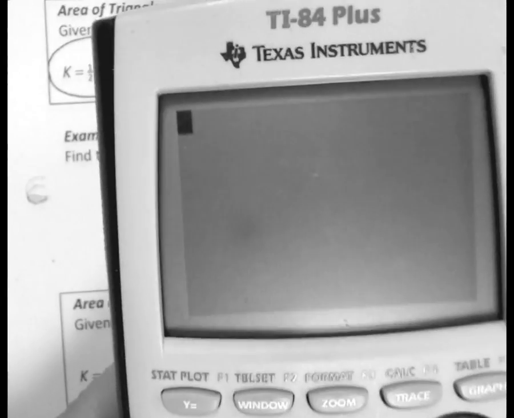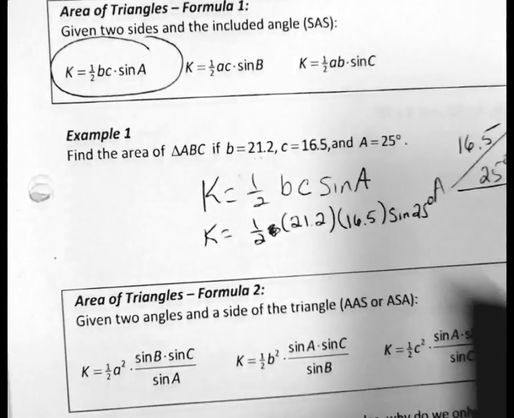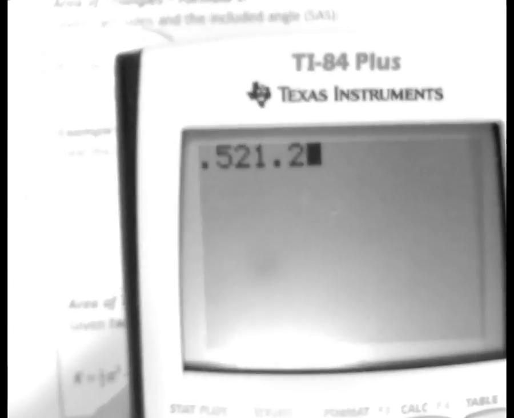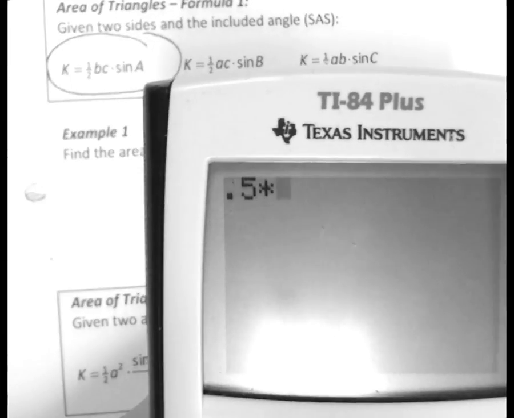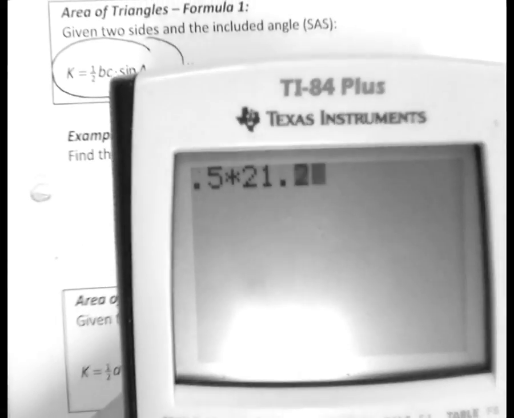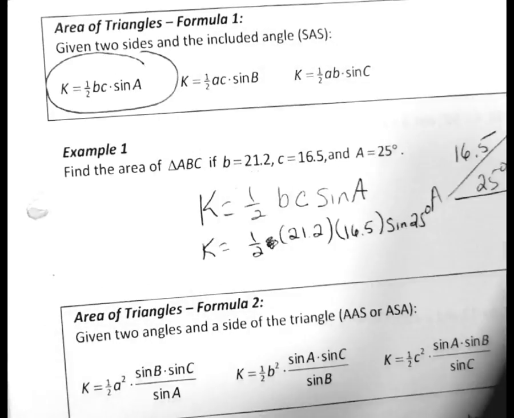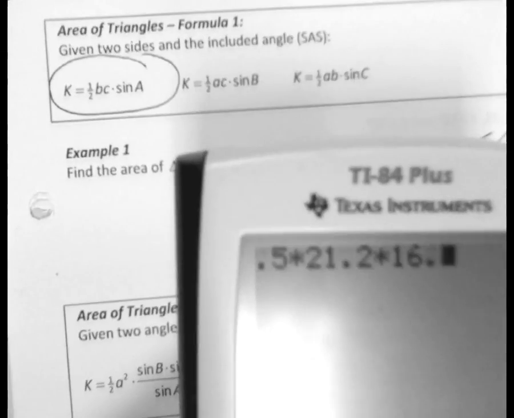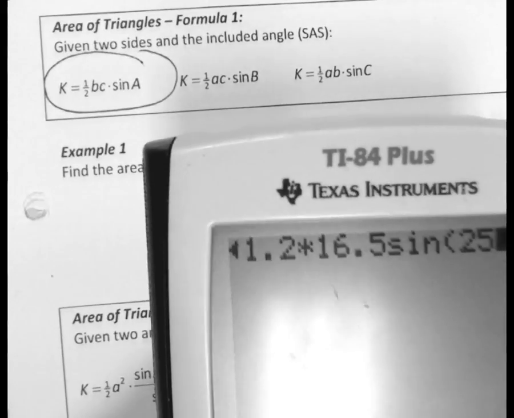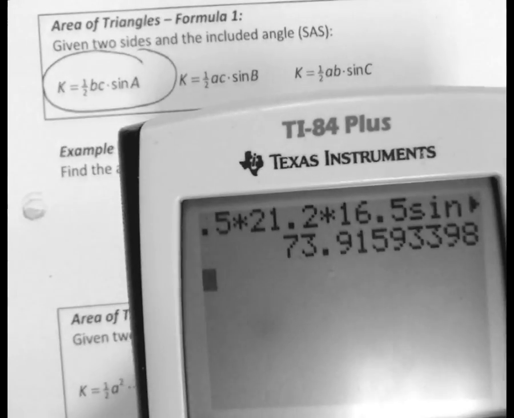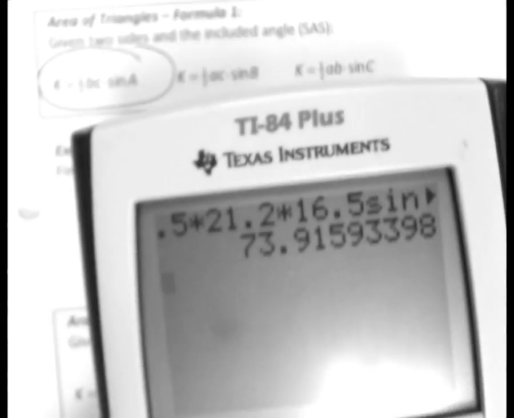Okay. All right, so it's 0.5 times 21.2 times 16.5 times sine of 25. Answer 73.9. That's choice.